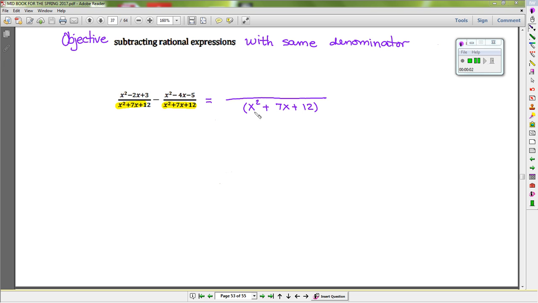So the first thing I'm going to do is copy down the denominator. We don't subtract the denominator. We go ahead and subtract the numerator. So copy the first numerator and put them inside the parentheses. So we have x squared minus 2x plus 3 subtract x squared minus 4x minus 5.